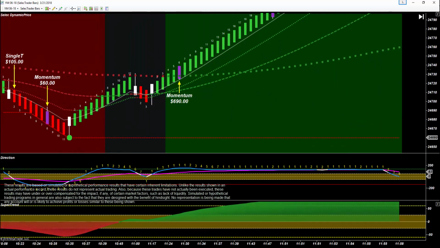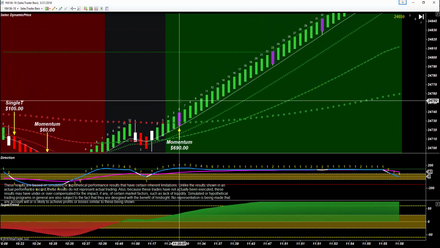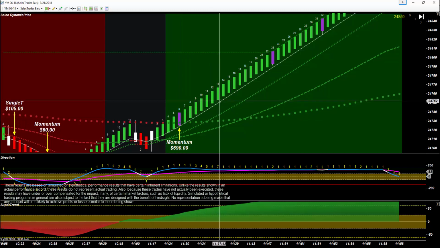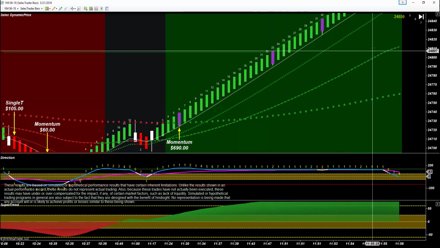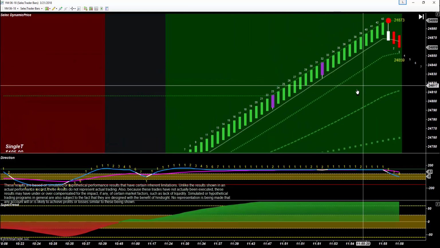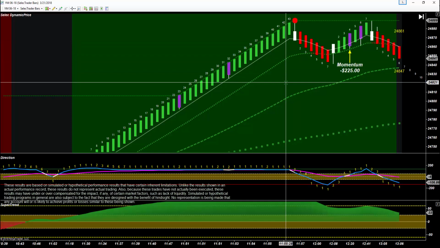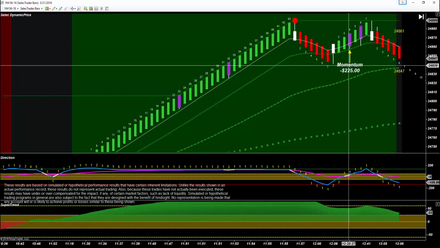Then we have the trade of the day right here. It is a momentum long at 11:30. Very nice run. Once we get to the point where we can widen to the red DPI price, we'll ride out all of these tails here on these purple bars all the way up to the turn bar for a $690 trade total.